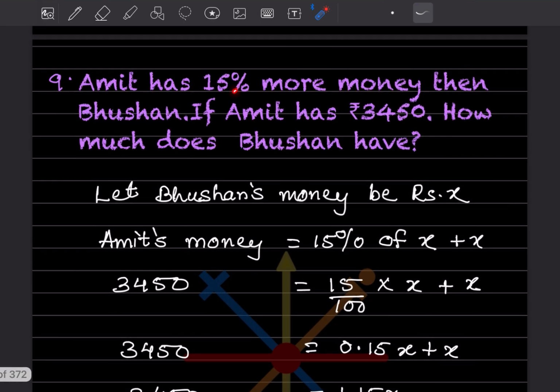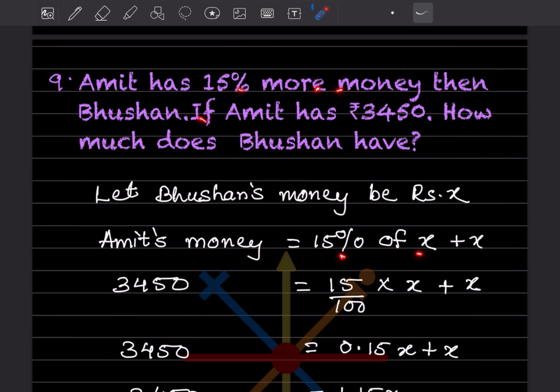Amit has 15% more money than Bhushan. If Amit has rupees 3450, how much does Bhushan have? So now we can consider that Bhushan's money, which we don't know, will be x. So Amit's money will be what? 15% more money than Bhushan.